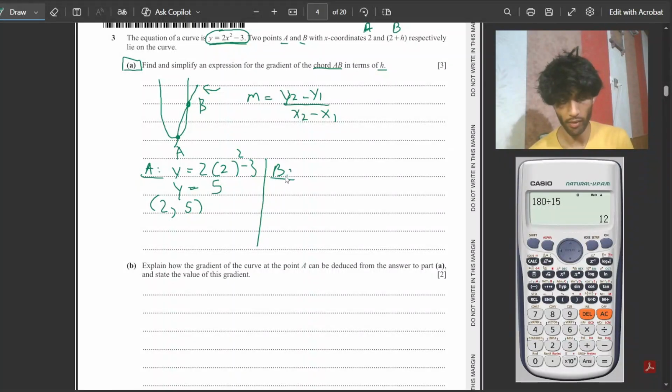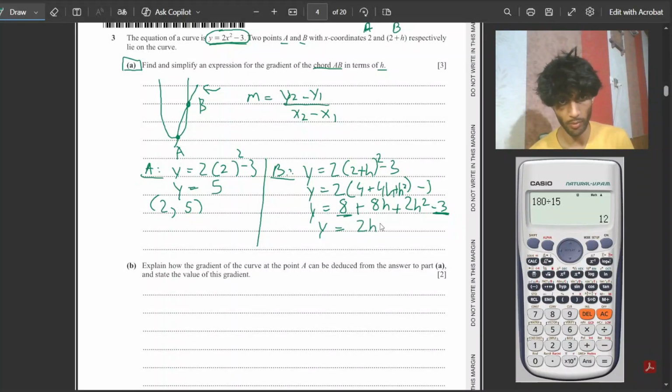So for B, instead of x, we're going to put 2 plus h, because that's the x coordinate of B. Square this, minus 3. And then we're going to get the identity applied over here. So it's a plus b whole squared, which is a squared, 4, plus 2ab, which means 4h, plus b squared, which is h squared, minus 3. We can multiply this 2 inside the brackets. So 2 times 4 is 8, and 2 times 4h is 8h, and 2 times h squared is 2h squared, minus 3.